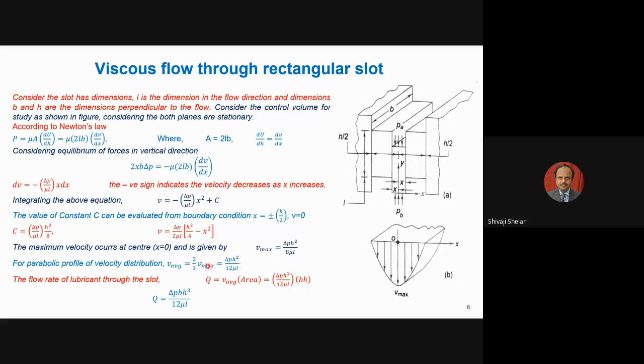From this average velocity you can determine the flow rate of the lubricant required. The flow rate of the lubricant through the slot, Q, is equal to V average into area. So delta P H square upon 12 mu l. The area here, this size is H and this size of the slot is B, so the area is B into H. So B into H is multiplied here, and the relation for volume flow rate through the channel is Q equal to delta P B H cube upon 12 mu l.